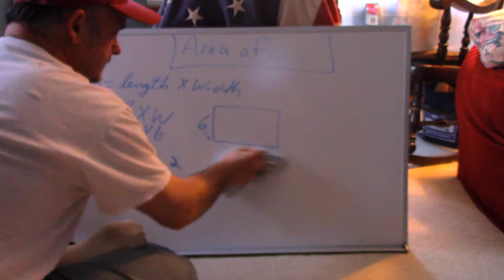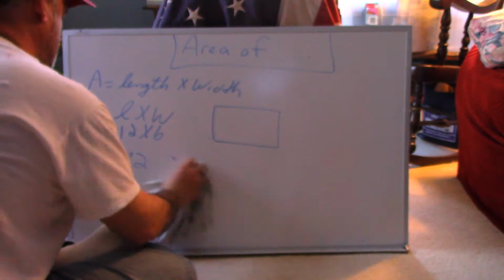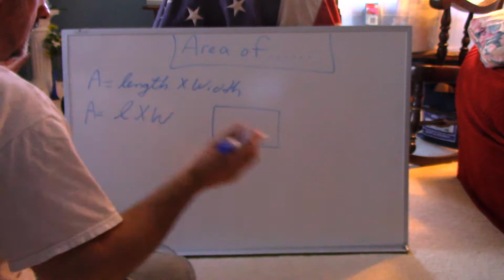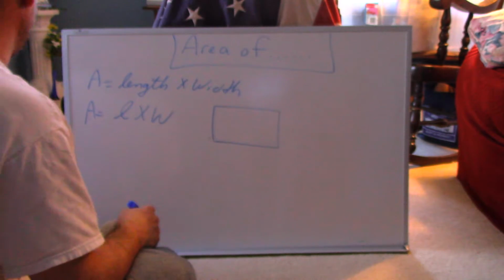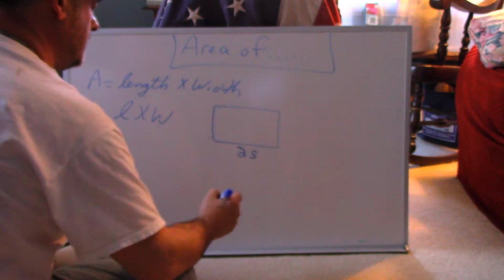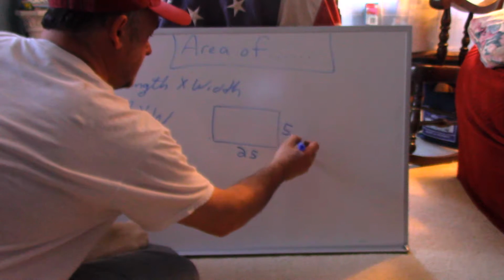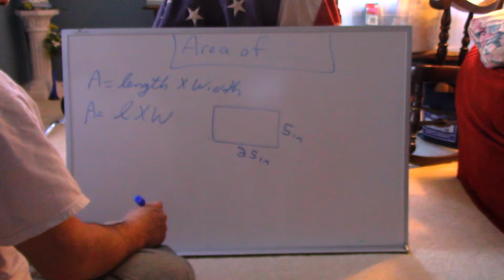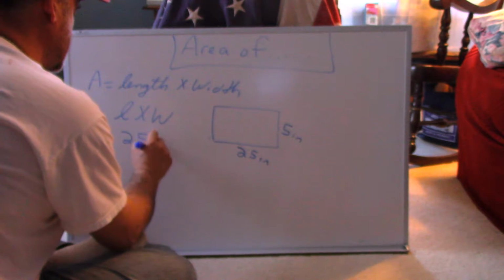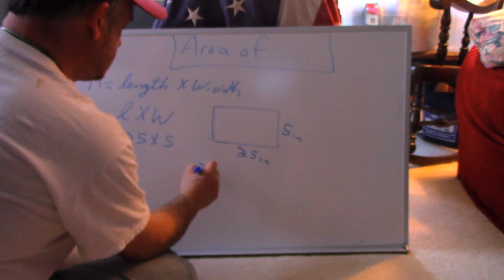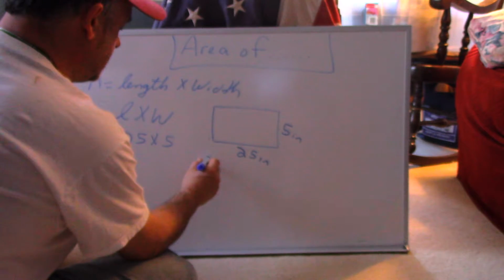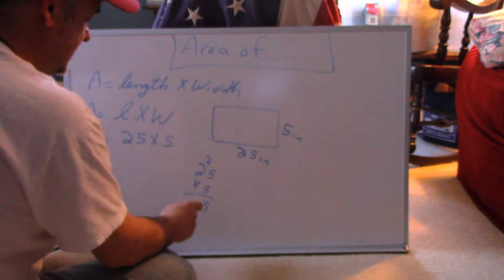Let's do another one. Alright, so let's just say we had 25 and 5. And let's pretend it's inches again. Then we would just do area equals 25 times 5. And then you just go 25 times 5. 5 times 5 is 25. 5 times 2 is 10.